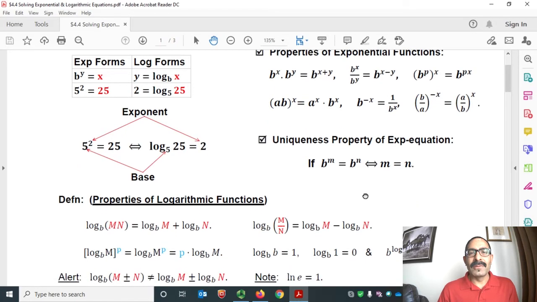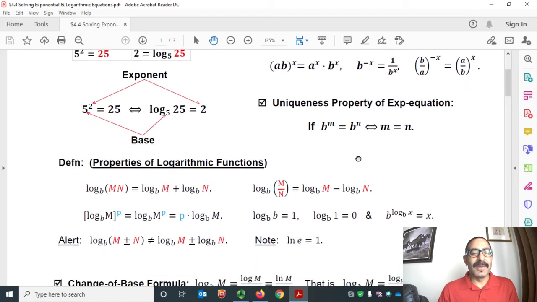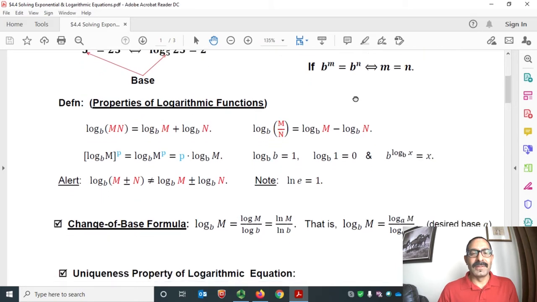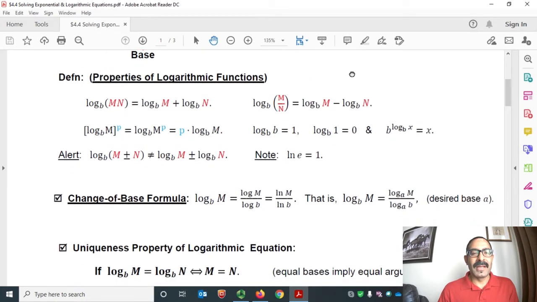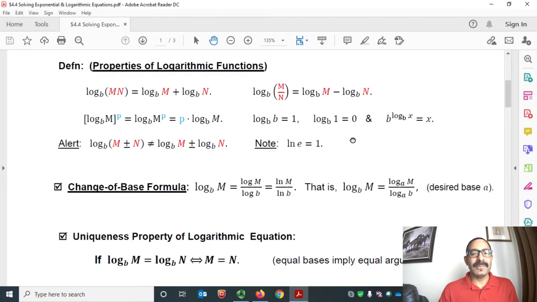And now let's talk about the properties of logarithmic functions. Let me scroll down here. That's better. Properties of logarithmic functions. Log of the product equals the sum of the logs. Log of the quotient equals the difference of the logs. Log to the power p, we can extract the power as a coefficient.